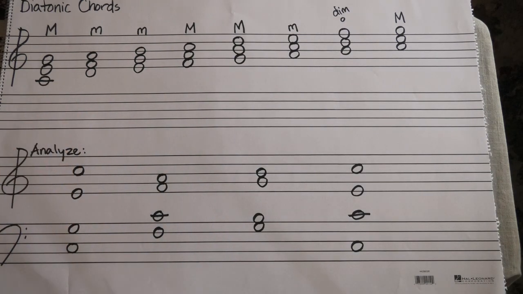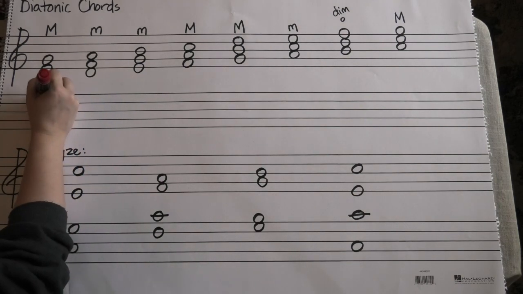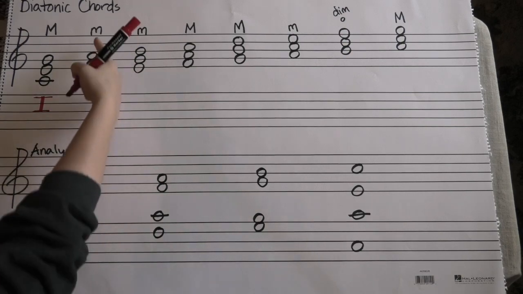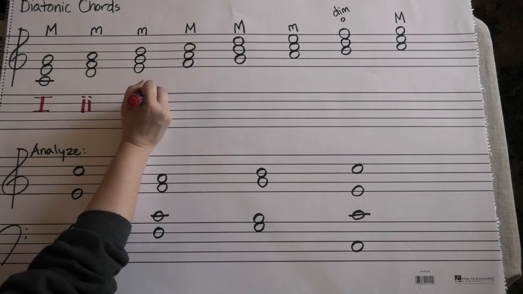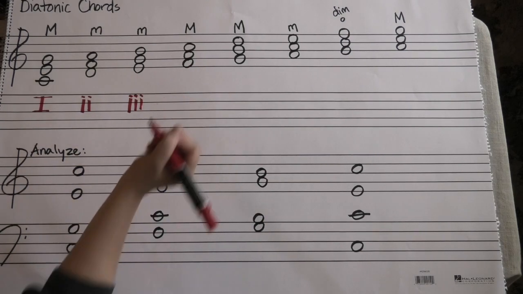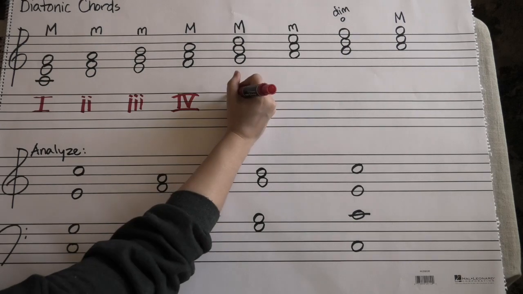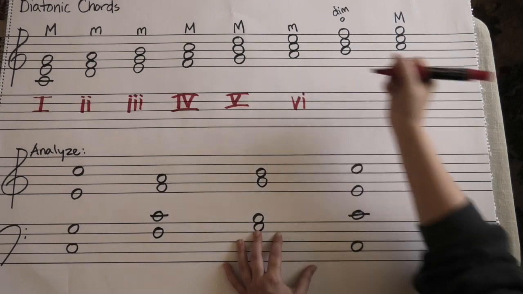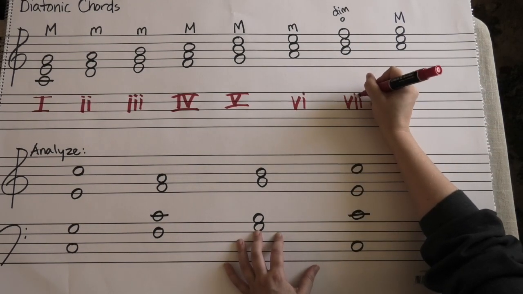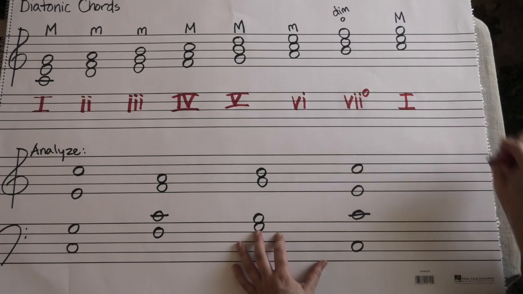So here we go. I'm going to go ahead and use red because these come back so often. We're just going to use this as an answer key here. Okay, so this is a 1 chord, major 1 chord. We've got a minor 2 chord, minor 3 chord, get those dots in there, major 4, major 5, minor 6 chord, diminished 7. So here's our 7. We're going to add that diminished symbol at the top. And then we're back to 1.